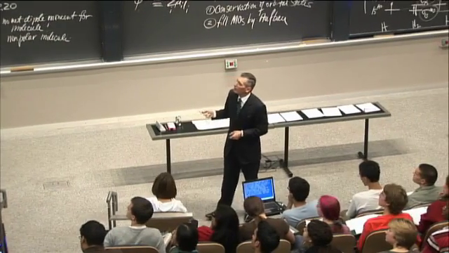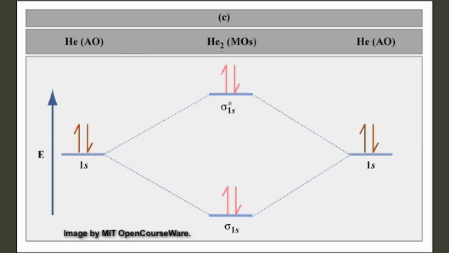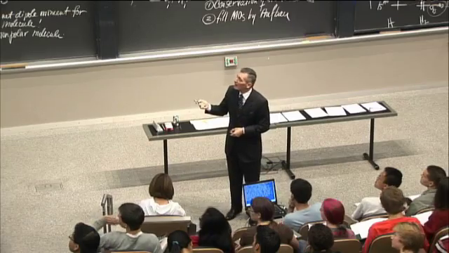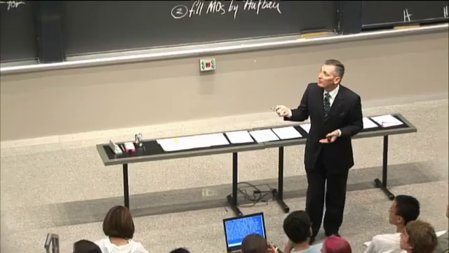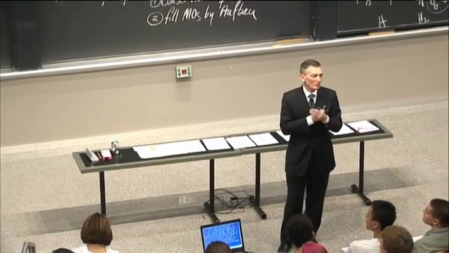If we do the same thing for helium, helium starts with 2 electrons in 1s, and now it's going to have 4 electrons. 2 will go in the bonding, and 2 will go in the antibonding. And the 2 that go in the antibonding raise the energy of the system more than the 2 that go into bonding decrease the energy of the system.